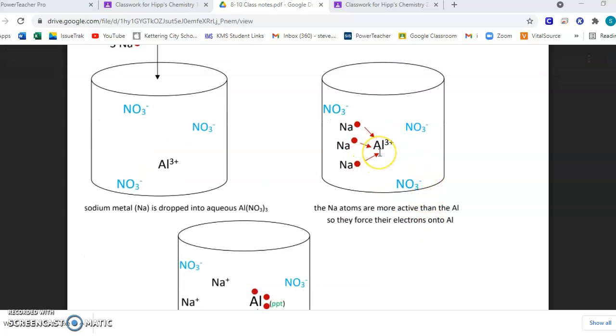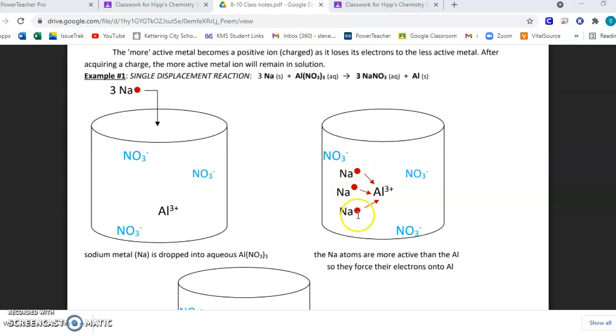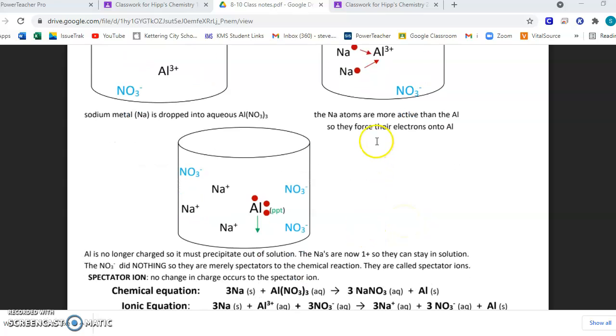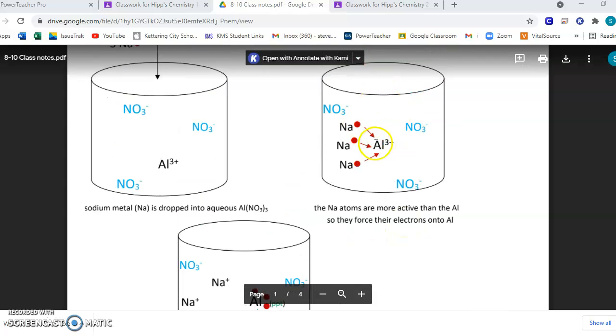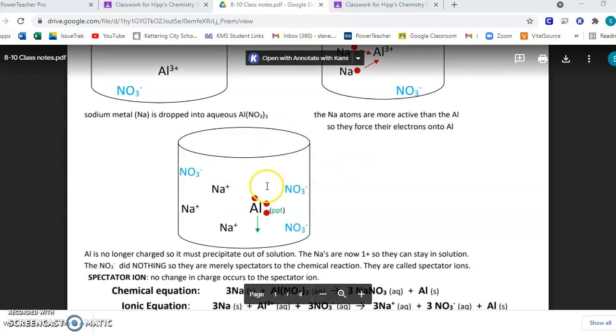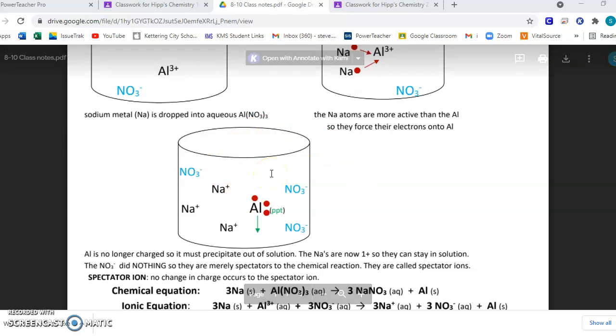This next container is what is happening during the reaction. There's our 3 sodiums. The aluminum's 3+. Each sodium, since it's more active, will force their electrons onto the less active aluminum. It'll take 3 electrons. Why? Aluminum's 3+. The nitrate ions, the minus, they really didn't do anything here. They're still floating around. So this beaker's what was happening during the reaction. This beaker's what is happening after the reaction.